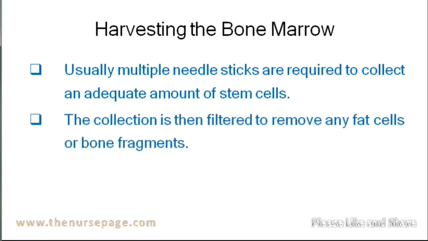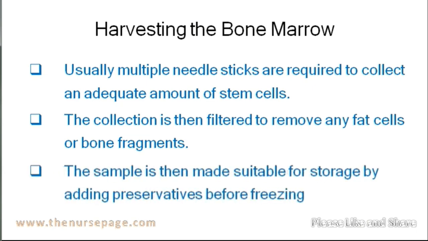The collection is then filtered to remove any fat cells or bone fragments. The sample is then made suitable for storage by adding preservative before freezing. So, these are the procedures in harvesting.